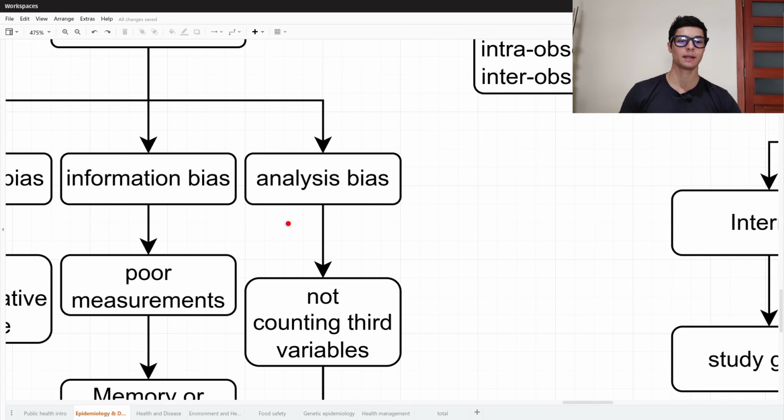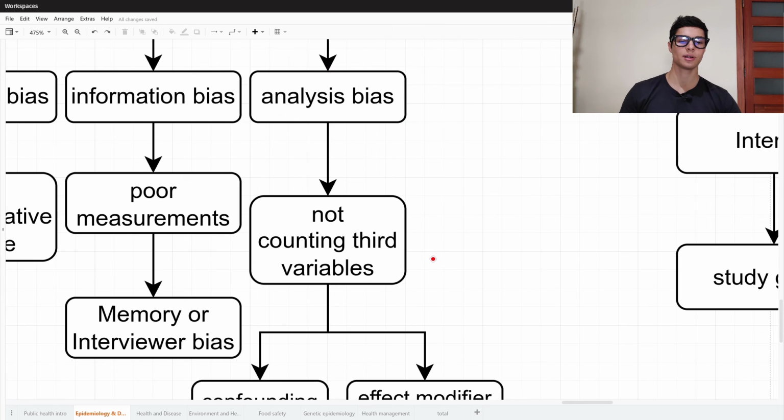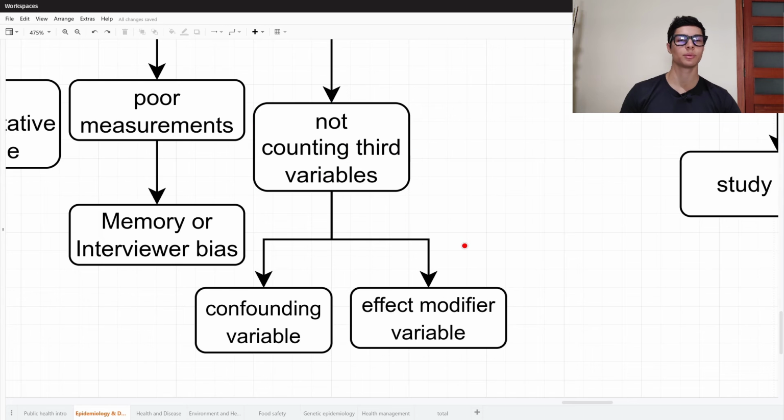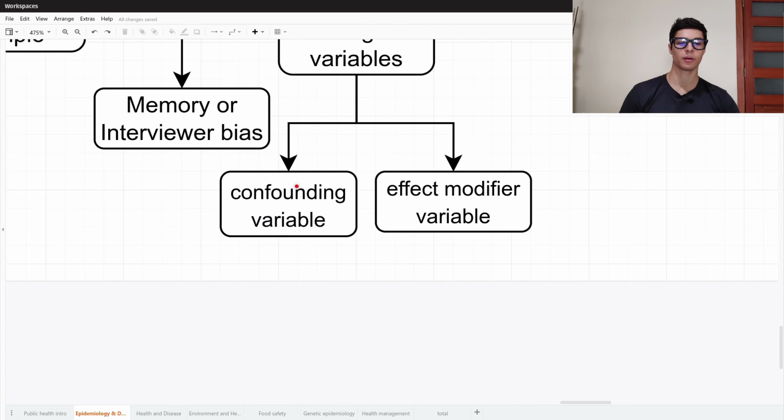And then we have the analysis bias. This is not counting the third variables. And these variables can be a confounding variable that confuses when we are trying to make an analysis, or an effect modifier variable. This is when we have something that will eventually change the results that we have.